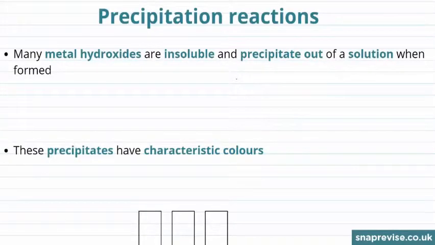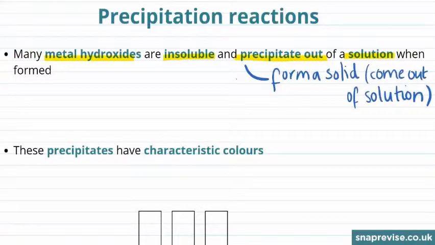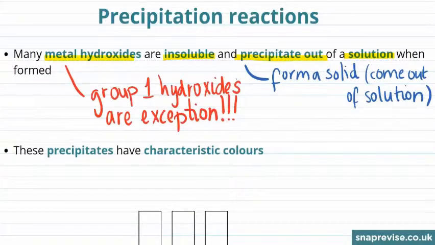Another set of useful tests is based on precipitation reactions. These are possible due to the fact that many metal hydroxides are insoluble and will therefore precipitate out of a solution when they are formed. Precipitate just means that they will form a solid and come out of the solution. A key exception to the rule that metal hydroxides are insoluble are the group 1 hydroxides. For example, NaOH or KOH, which are both soluble.